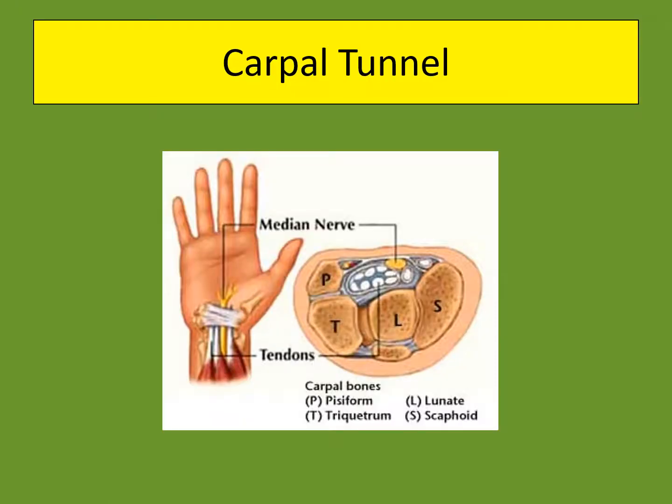In this picture, we are seeing a cross-section of the carpal tunnel. You can see each of the proximal row of carpal bones labeled, the transverse ligament going across the top of the tunnel, and then you can see the cross-section of the flexor tendons and the median nerve traveling through the tunnel.